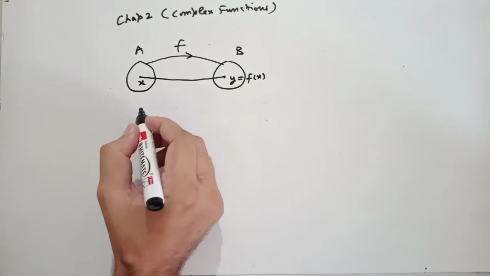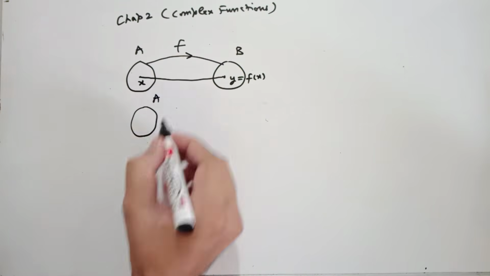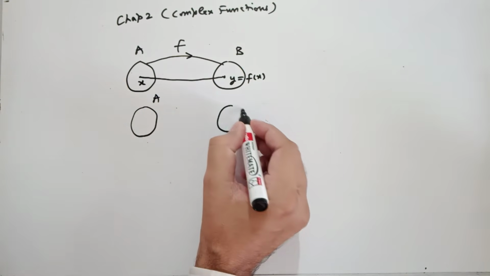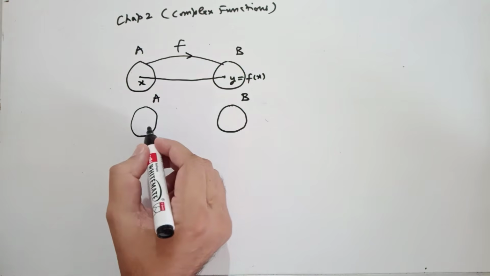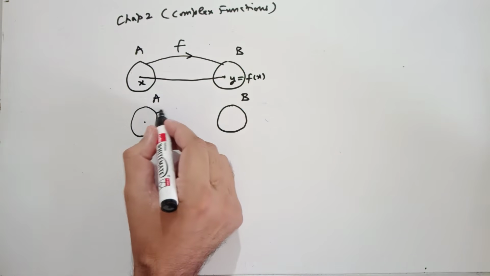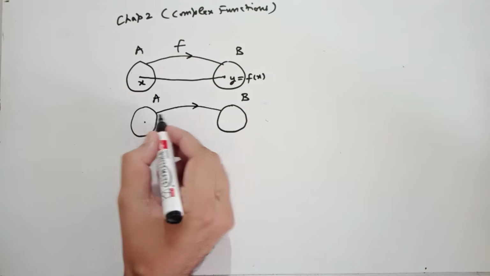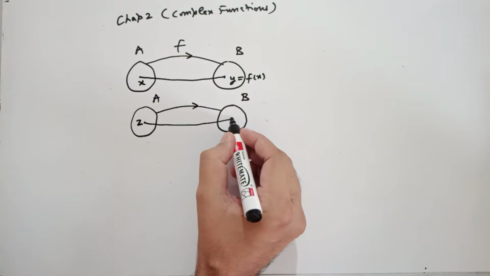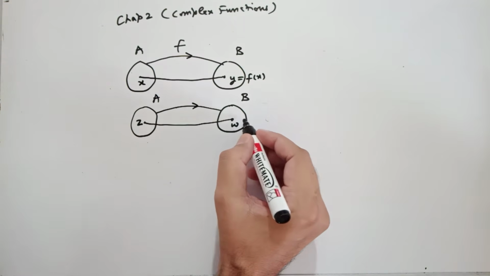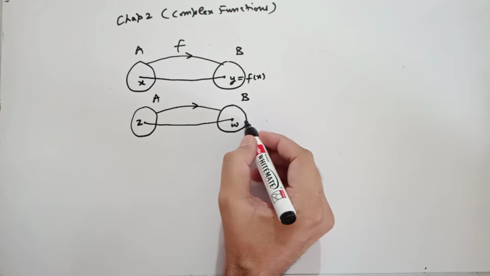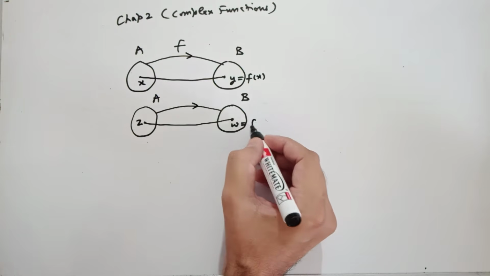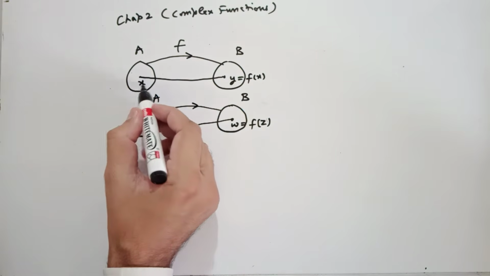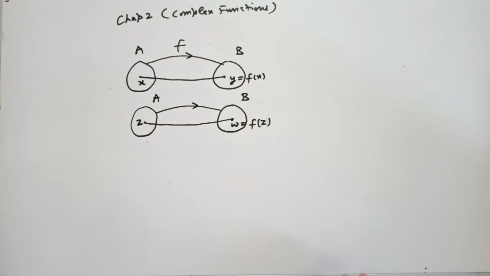In complex, A could be any set of complex numbers. B is also a set of complex numbers. f is a function from A to B if it assigns to each value z in A a unique value w in B. We denote w by f(z). So what is the difference? In place of a real variable, here we have a complex variable z.